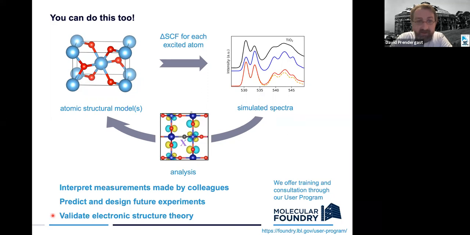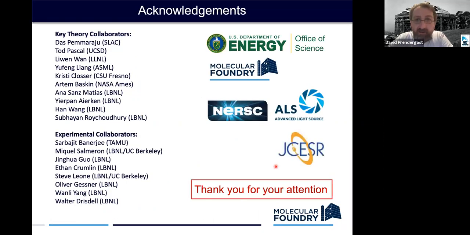And we're finding as well, you can even validate your understanding of electronic structure theory and how accurate it might be. And so I just want to emphasize that working at a user facility as I do, that's something we offer, which is training and consultation in how to do these kinds of simulations. And I think we've successfully done that in the past, even with our experimental colleagues, to help them make sense of their own data.